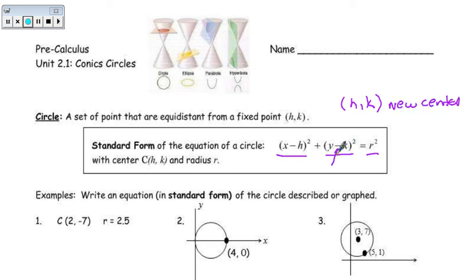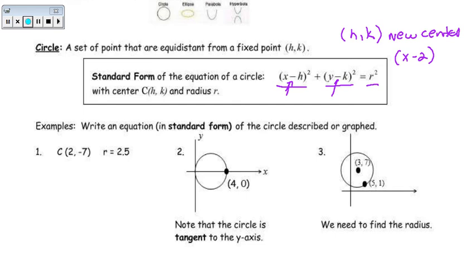Notice they have the minuses here. That means it's moving in the opposite direction of what you would normally think. So if you saw something like x minus 2, that's actually moving 2 units to the right, not to the left. Let's take a look at what we've got.